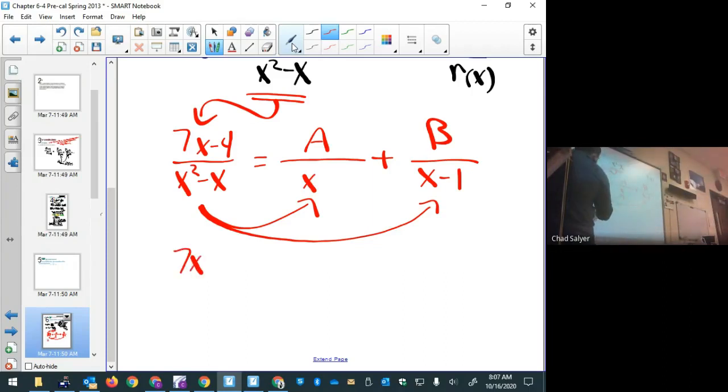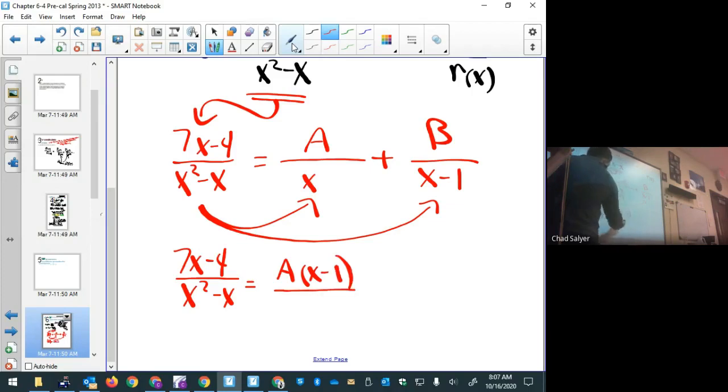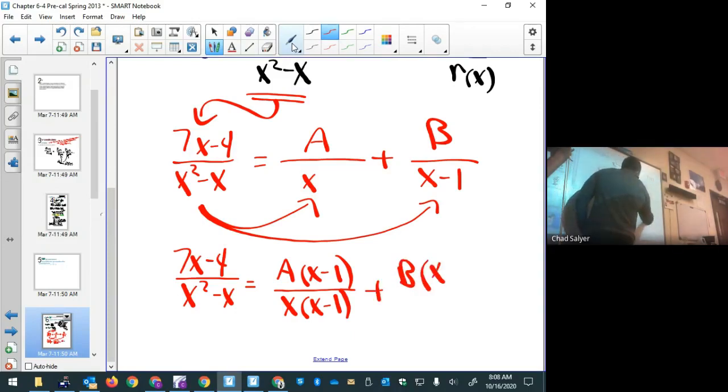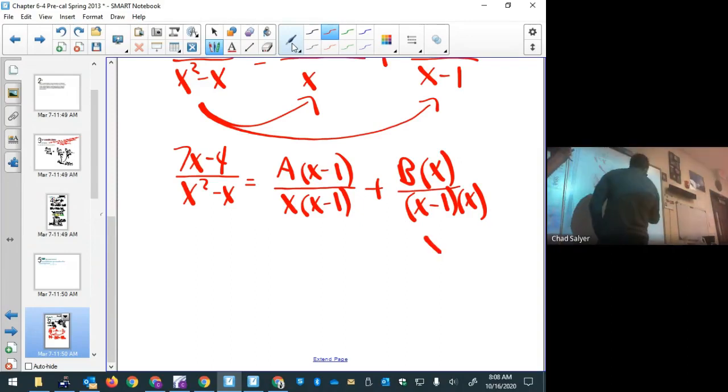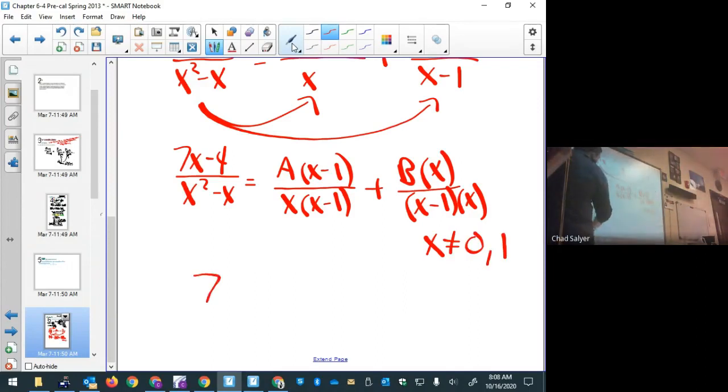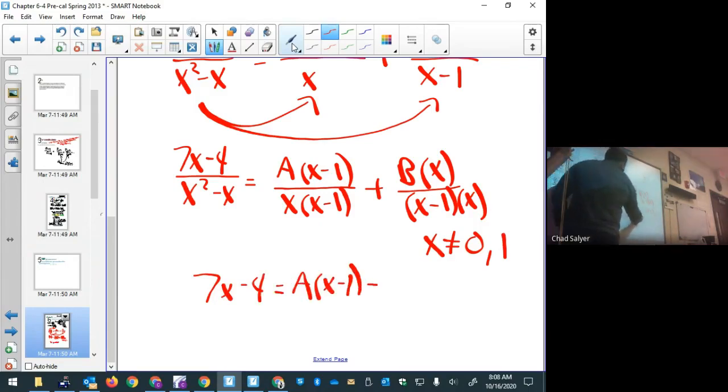So 7x minus 4 over x squared minus x equals A times x minus 1 over x times x minus 1 plus B times x over x minus 1 times x. So I've multiplied top and bottom to make the denominators match. And now I can say, as long as I make sure x is not equal to 0 or 1, that's 7x minus 4 equals A times x minus 1 plus B times x.